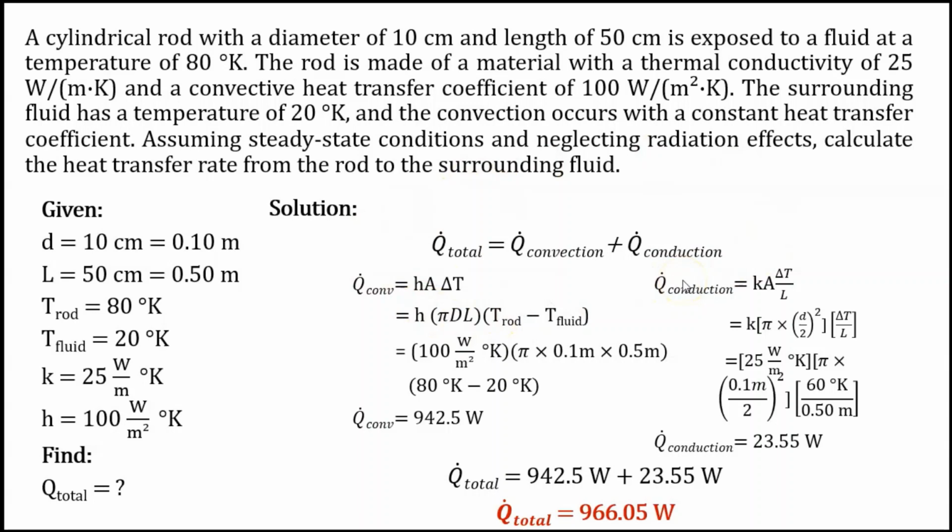So going back to this equation, we can now solve our total heat transfer rate from the rod to the surrounding fluid. So we have the total heat transfer rate, which is equal to 942.5 watts plus 23.55 watts. So plugging these values in the calculator, we will now have the total heat transfer rate, which is equal to 966.05 watts.